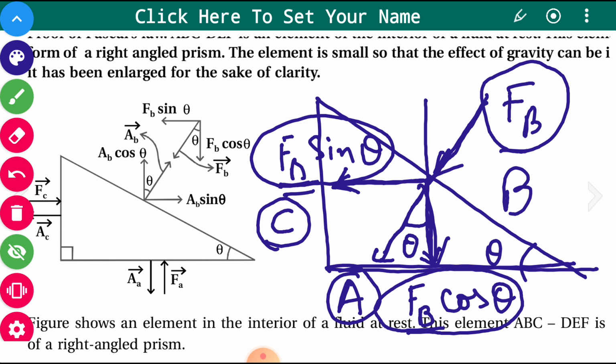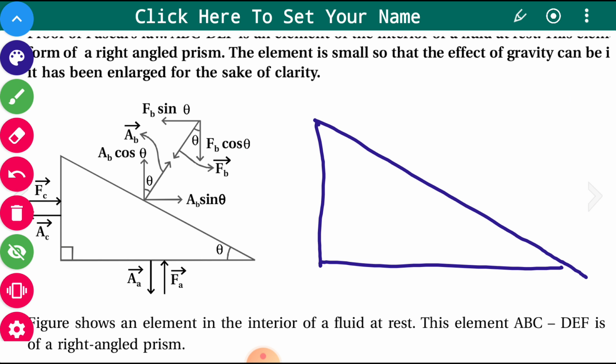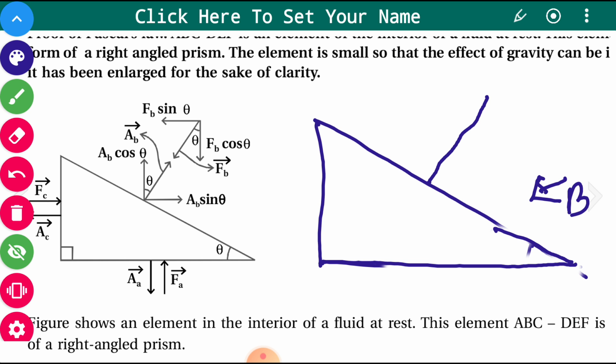Try to understand. Now we consider the area. Say for example, this B surface is taken as the reference surface. The area of this is AB. Try to understand, an area vector is always perpendicular to the surface. So this is the area vector AB of the B surface.